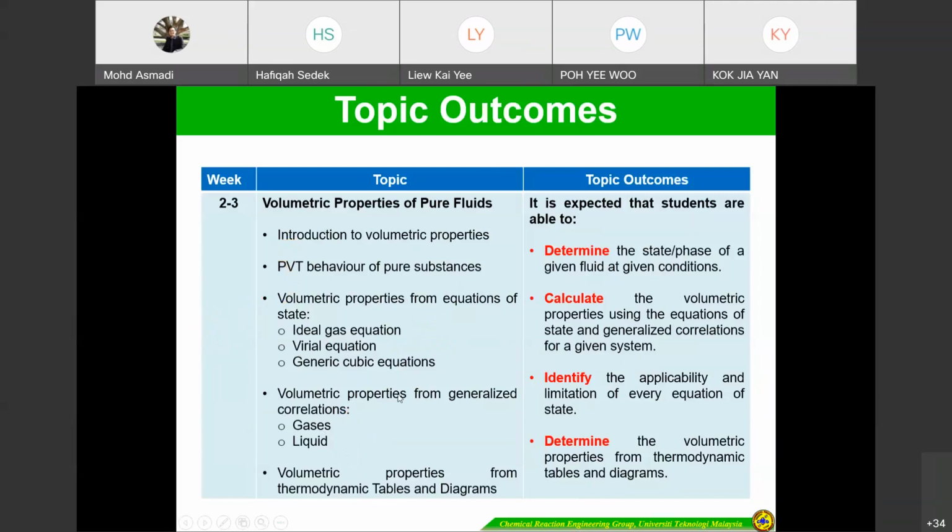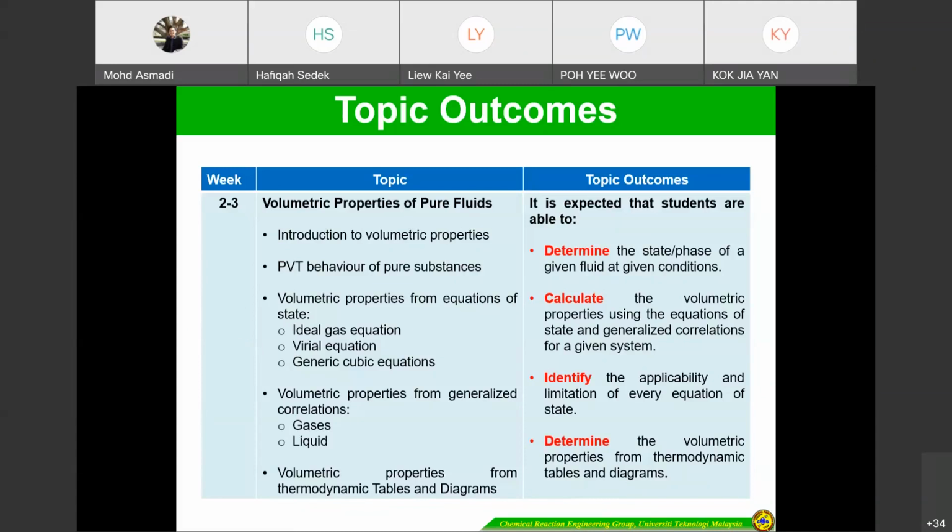For the generalized correlation, for this part we will use it to calculate the virial as well as the compressibility factor. Because if you remember, to calculate the compressibility factor you have to determine the total Z equal to, who remembers? I don't remember either. Total Z equal to Z not plus omega Z prime. Only then will you get the total Z.